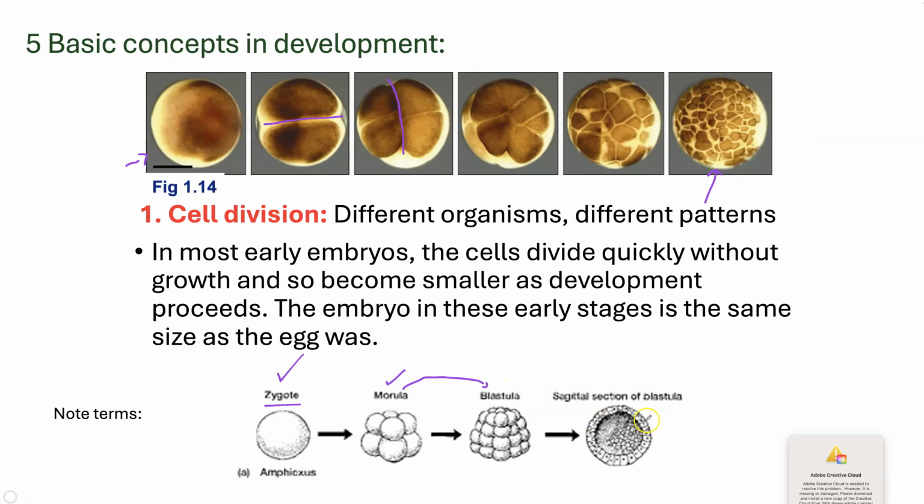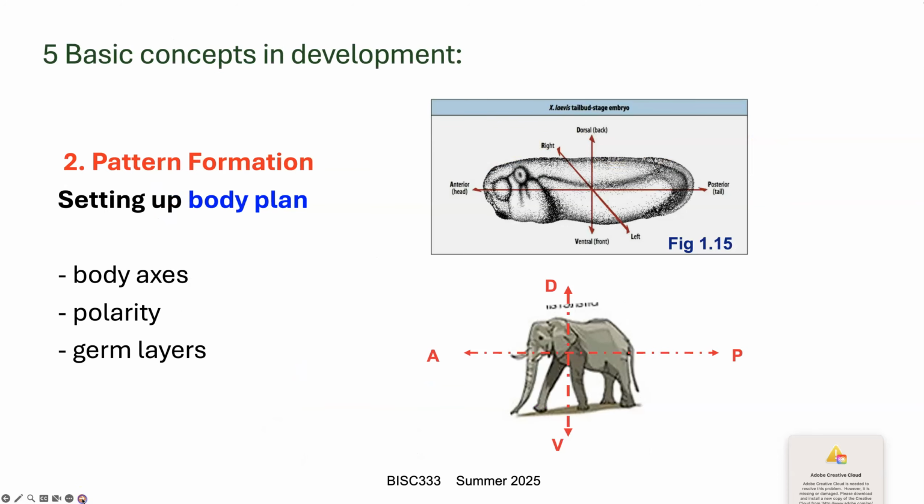And this, it's probably not super clear here, but if you take a slice through this stage and look inside, you see that there's this cavity inside. Think about a tennis ball. The inside is just space and there's just the cells around the outside. And those are going to be important terms. We're going to talk about them repeatedly when we look at the development of different organisms.